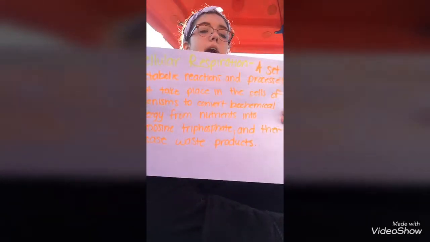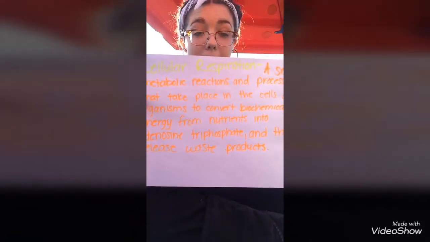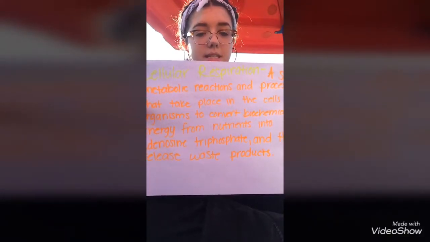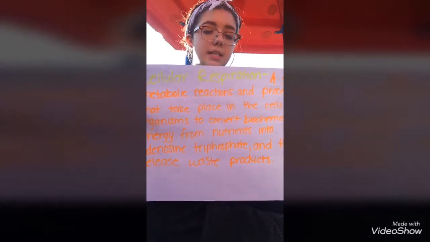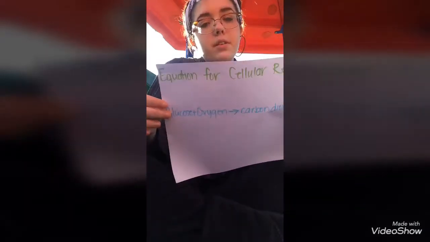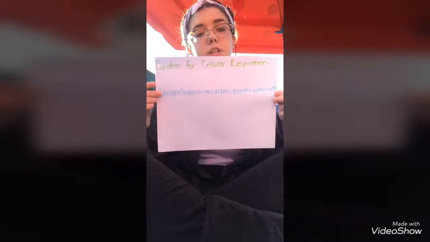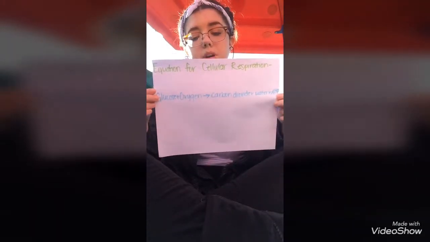Now let's look at cellular respiration. A set of metabolic reactions and processes that take place in the cells of organisms to convert biochemical energy from nutrients into ATP and then release waste products. The equation for cellular respiration is glucose plus oxygen plus carbon dioxide plus water plus ATP.